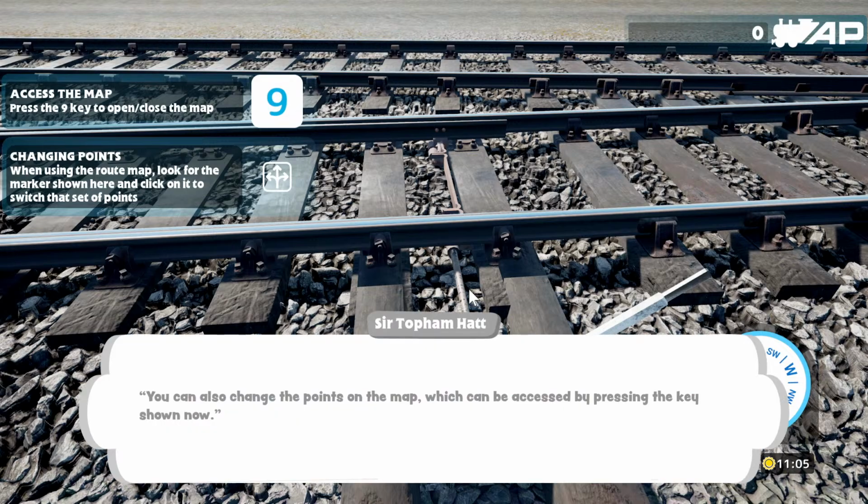You can also change the points on the map, which can be accessed by pressing the key shown now.